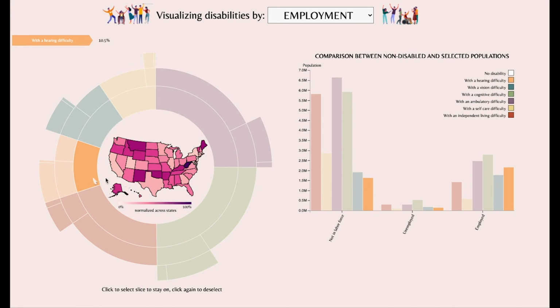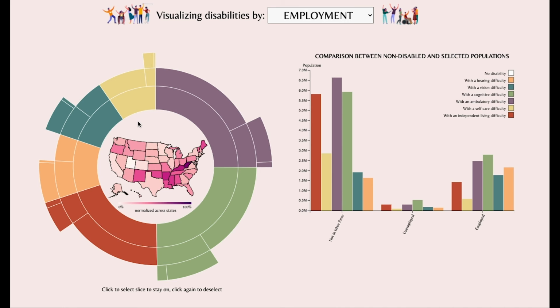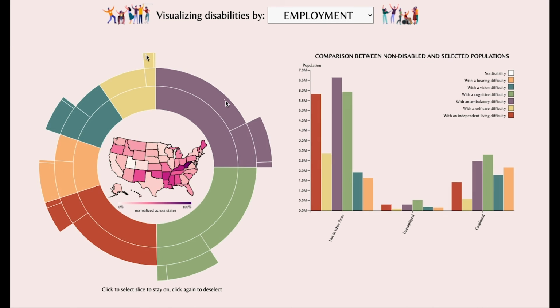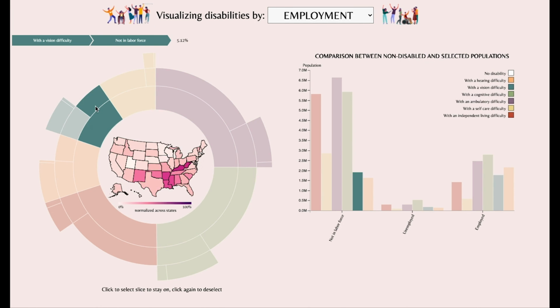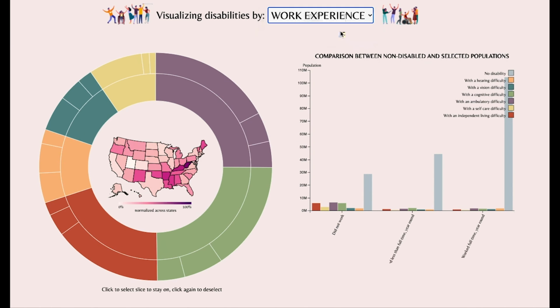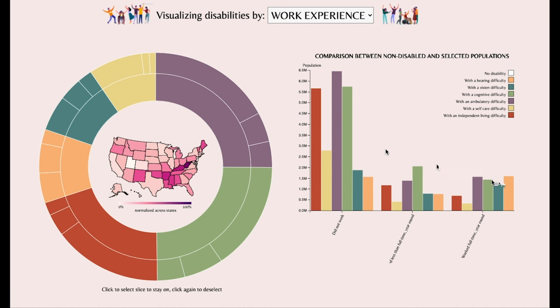Most disability types have a higher percentage not in labor force as opposed to in labor force, with vision difficulty being an exception. Looking at work experience, how does work experience differ between those who are disabled and non-disabled? We can look at the bar graph. While the non-disabled group goes up, disabled groups go down. Sadly, but as expected, this shows the employment gap between non-disabled and disabled.